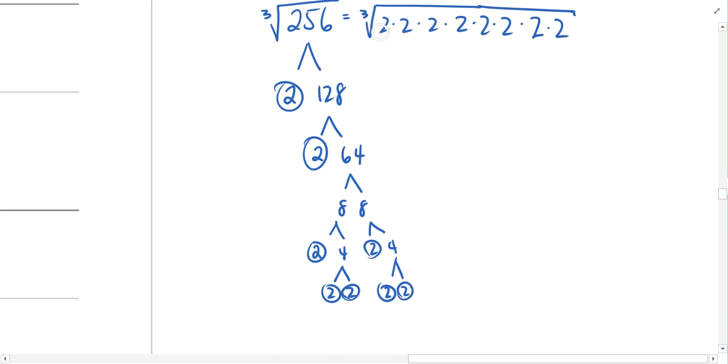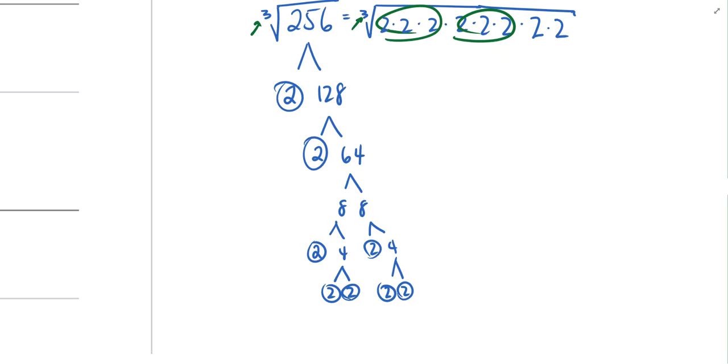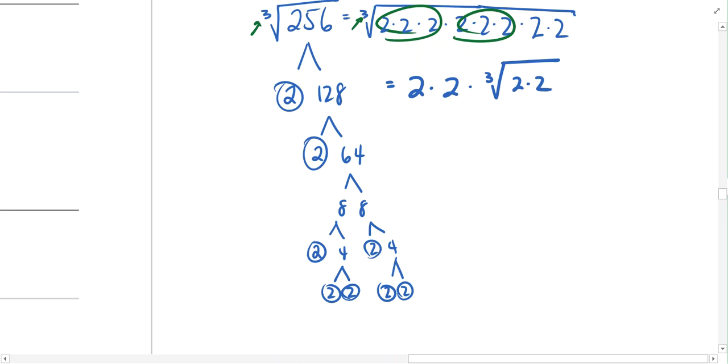So I've got 8 2's in a row, and this time instead of looking for pairs of 2, I'm looking for triples of 2. Why am I looking for groups of 3? Well, that was our index for this problem. We need a group of 3 on the interior to become a single copy of that value on the exterior. So this group turns into a single 2 on the outside, and this group turns into a single 2 on the outside. We have the cube root of 2 times 2, only a pair, not a triple, left behind on the inside. So I like 4 times the cube root of 4 as the result for the cube root of 256.